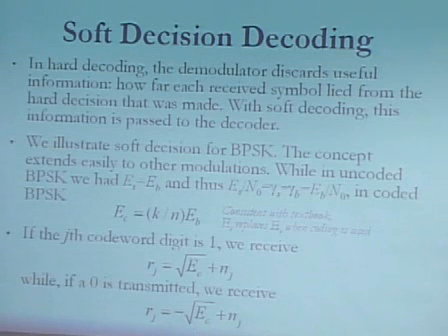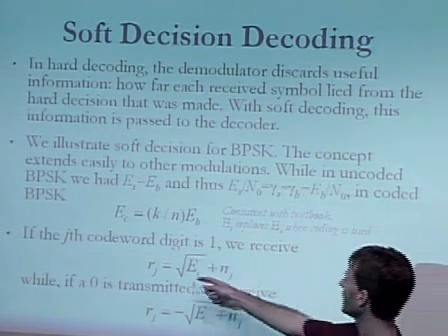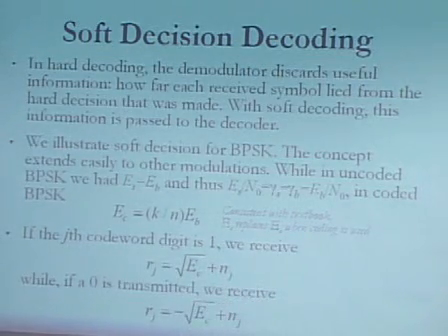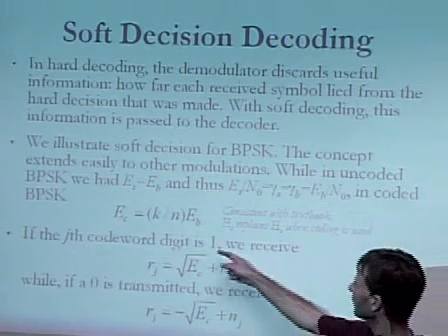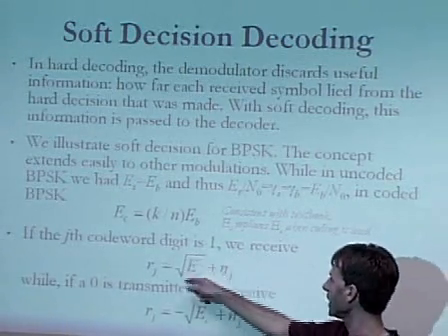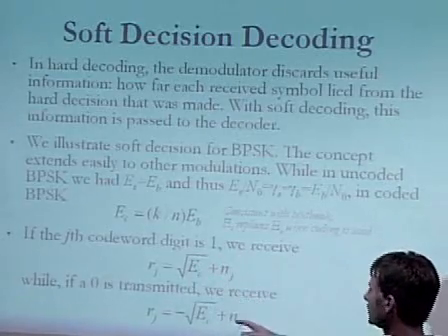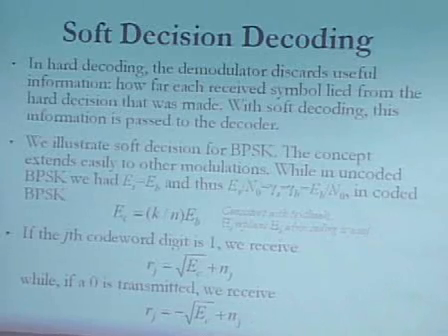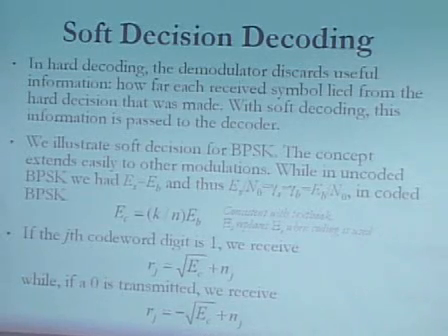So let's say the amplitude that we're sending here, this A and minus A, right? A is the square root of EC, and minus A is minus the square root of EC. So this is A plus noise. If the code word digit is 1, we receive amplitude A plus noise. If a 0 was sent, we receive minus A plus noise. In this case, this exactly corresponds with what I was just showing you on the board.